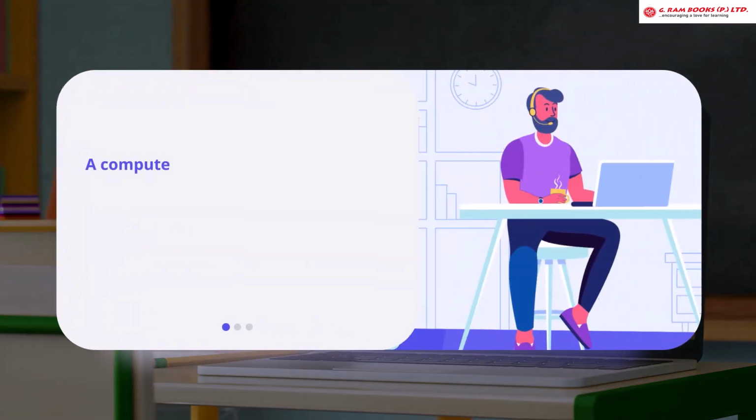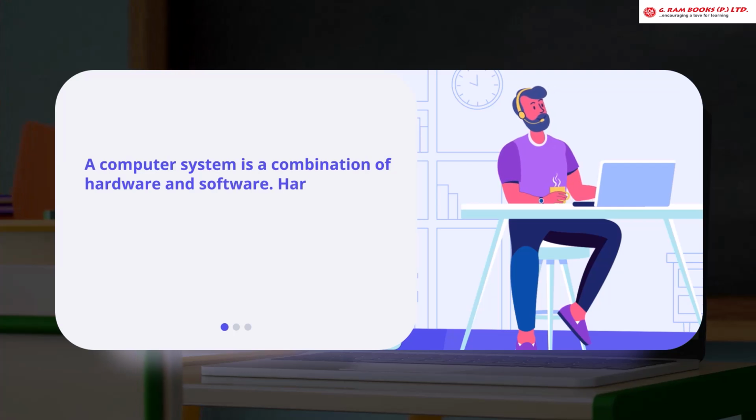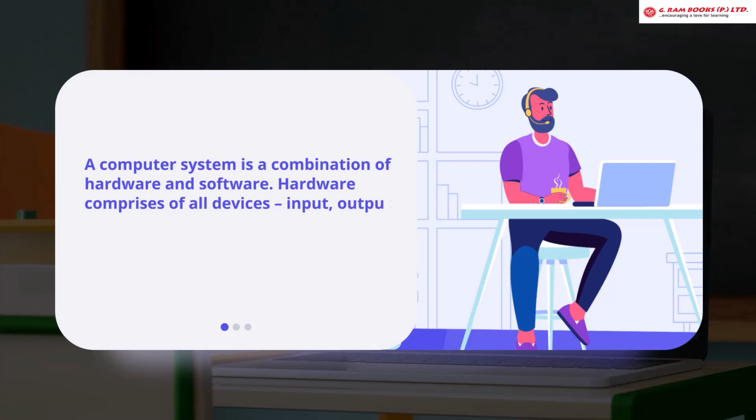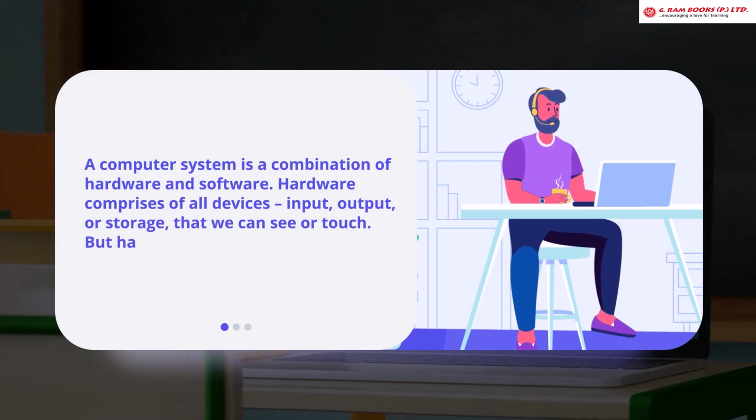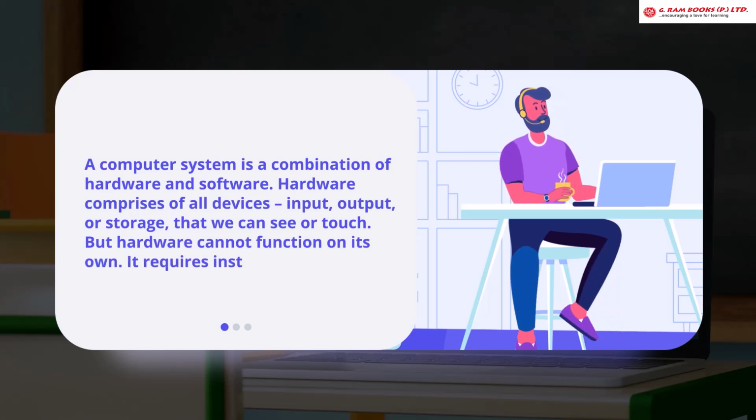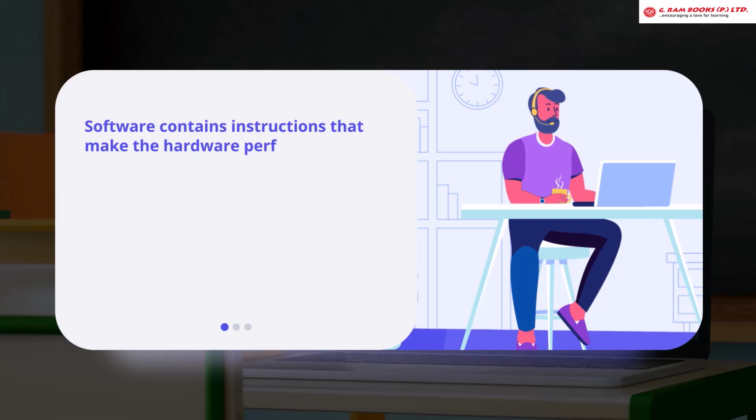A computer system is a combination of hardware and software. Hardware comprises all devices, input, output, or storage that we can see or touch. But hardware cannot function on its own. It requires instructions to work. Software contains instructions that make the hardware perform tasks.